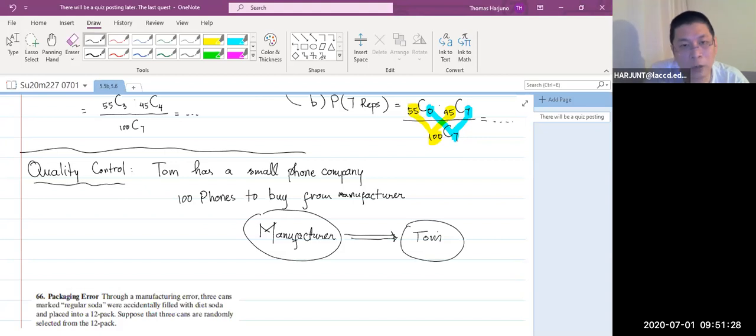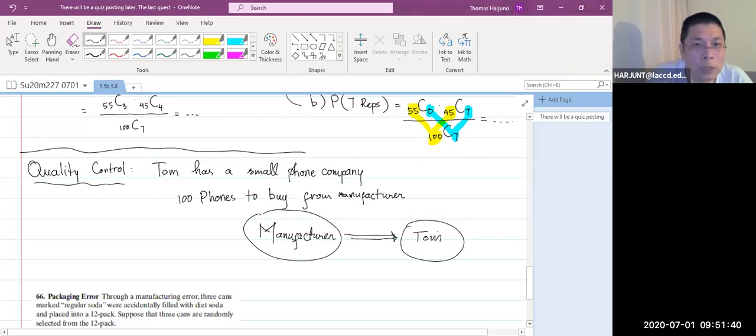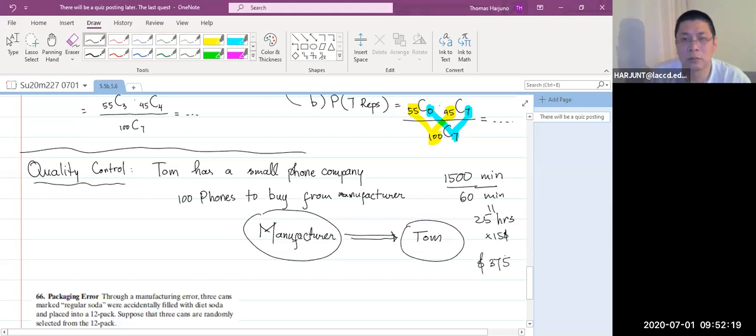Because checking 100 phones will take not only a lot of manpower, it takes a long time. Let's say one phone takes you 15 minutes to check if it's actually working well or not. Multiply that by 100 phones, then it will take 1500 minutes already. Divided by 60, that's 25 hours. And 25 hours multiplied by $15 per hour employee wage, that will be $375. And I may not make that much profit. That's the thing.